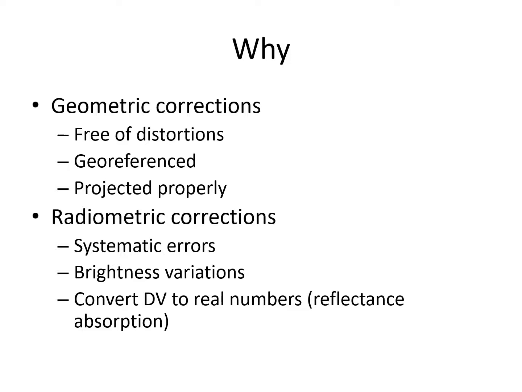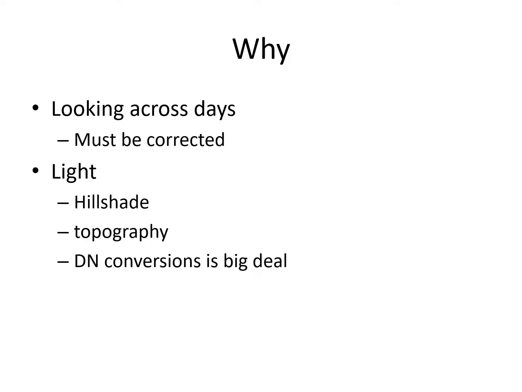There's also variations in brightness. And so the other thing we have to look at is converting these digital values that we collect into real numbers in some sort of reflectance or absorption. All this stuff is the kind of things that has to be done before you can do remote sensing. So if we're looking across multiple days, got to correct for that. When we look at how things are lit up, time of day, hillshade topography, it has to be done. It's not super complicated, but if you don't do it, it's a problem.